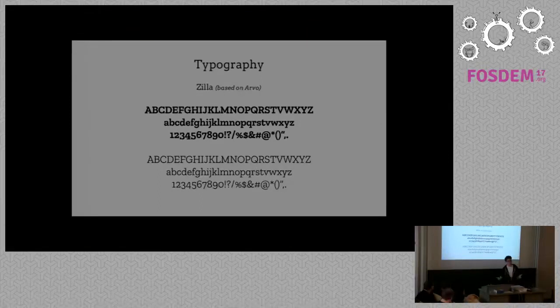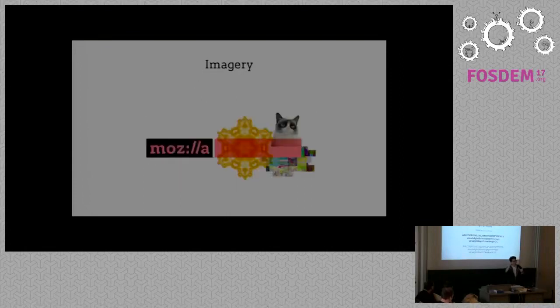Zilla is like a derivative font of Arvo, which we're going to put out under an open font license at the end of February. So this is not out yet, and everyone can use Arvo. The font has such an implementation that if you write Mozilla, it gets translated automatically to a MOS protocol. Yeah. So this is very interesting.